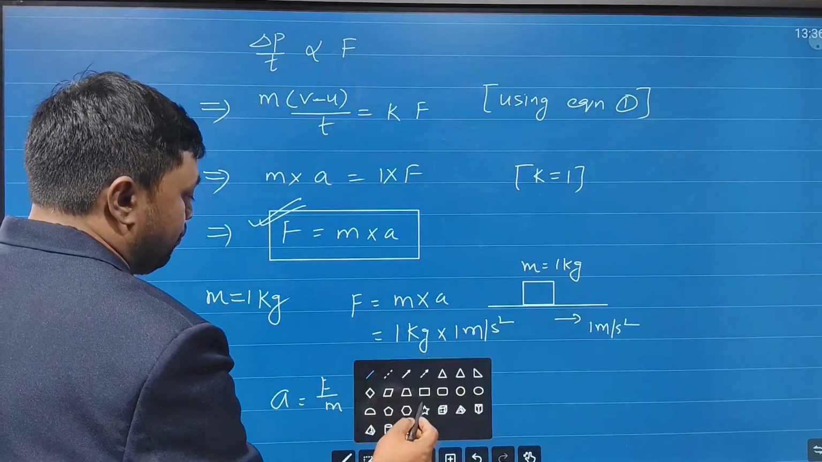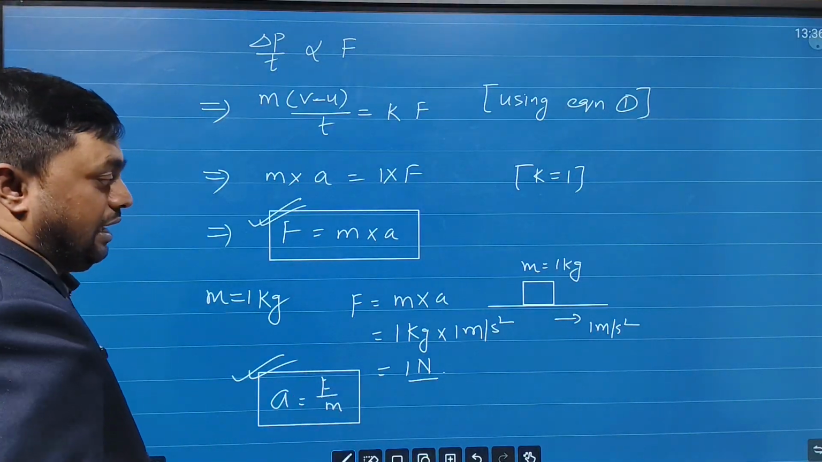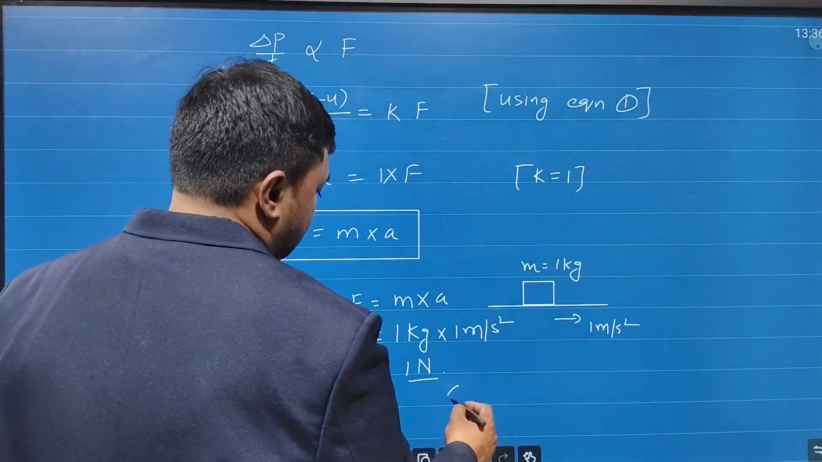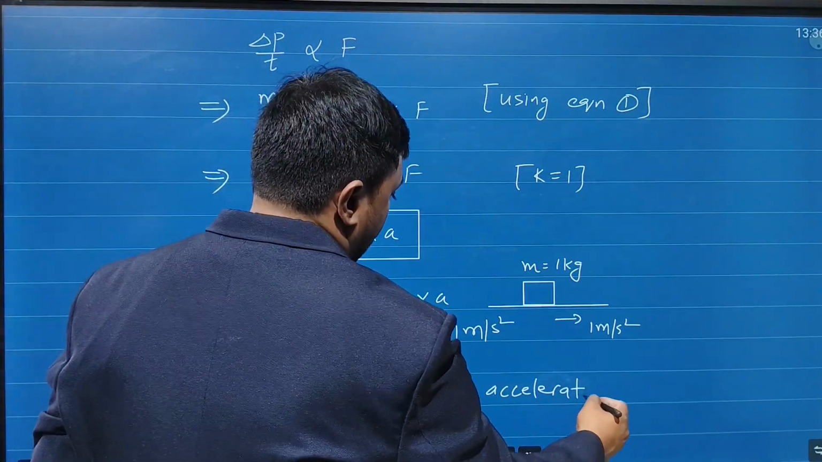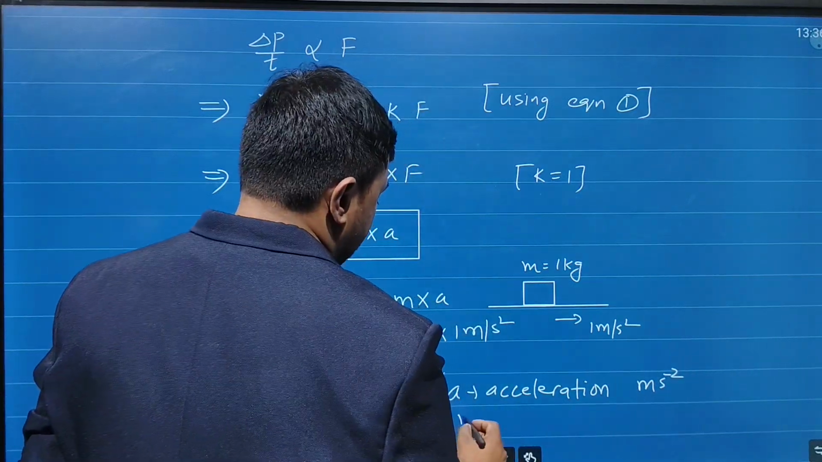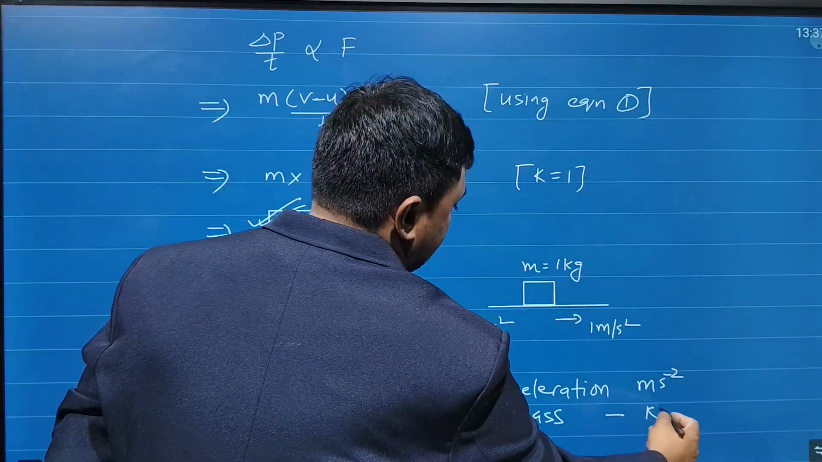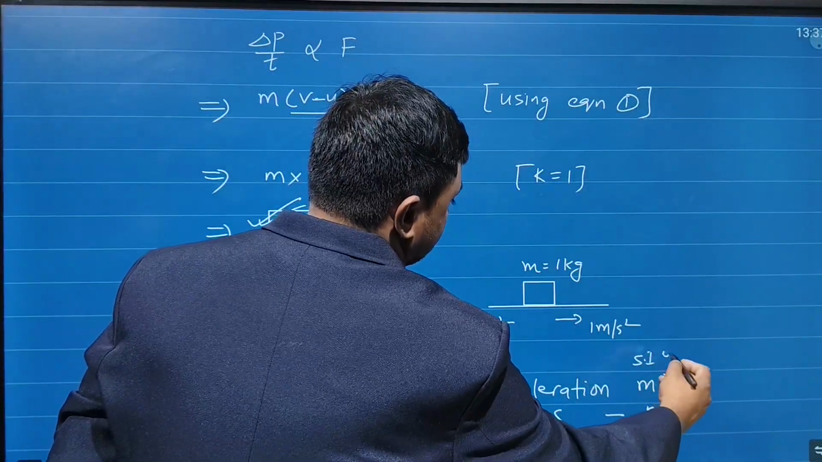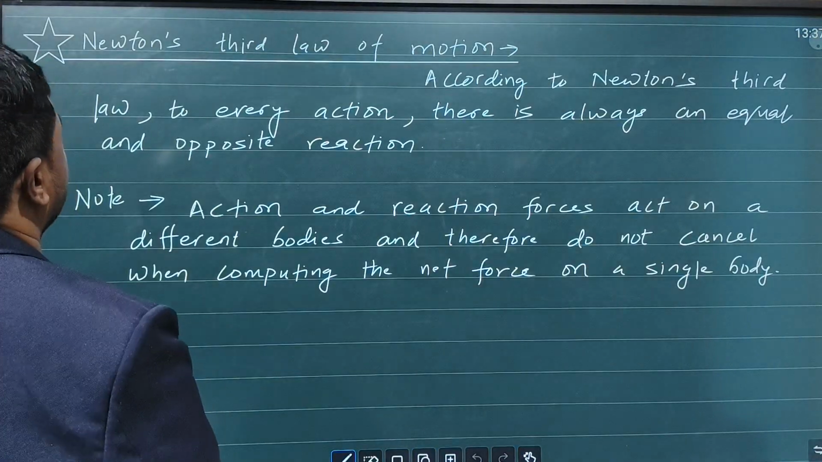Or for acceleration, from here you can also write a is equal to F by m. If force is given and mass is given, we can find the acceleration. A is the acceleration, and the SI unit of acceleration is meter per second square. M is the mass of the body, and its SI unit is kg. So this is about the derivation of Newton's second law.